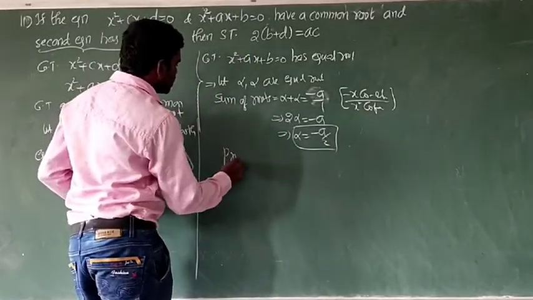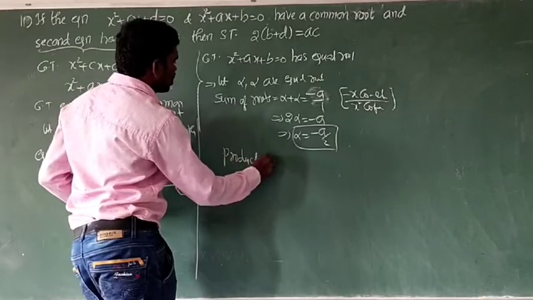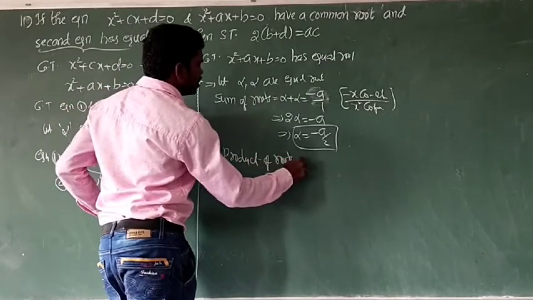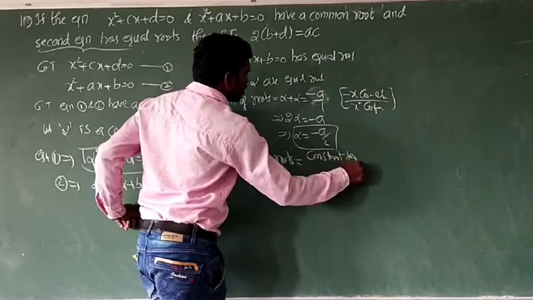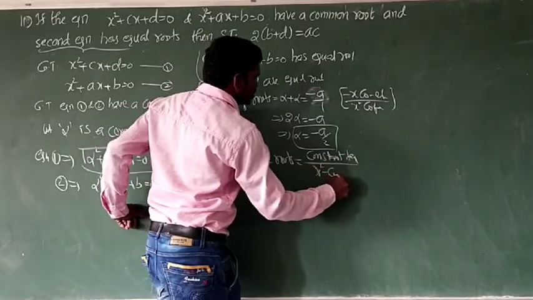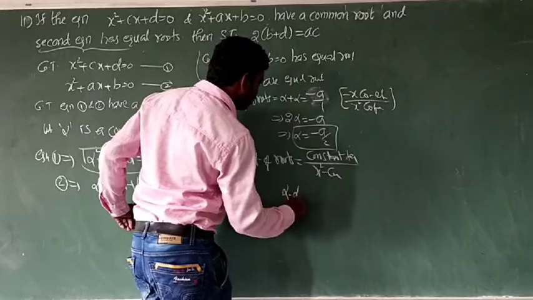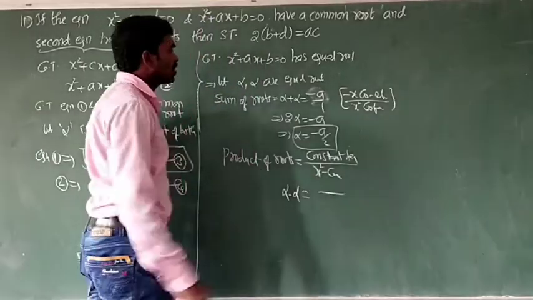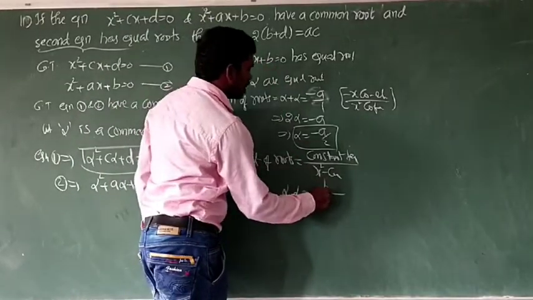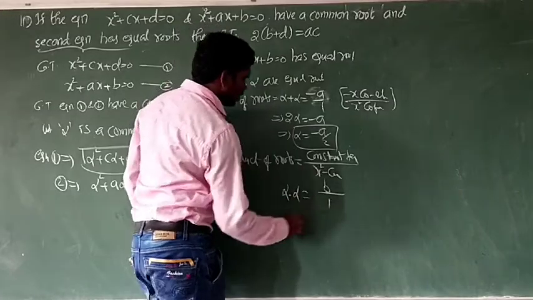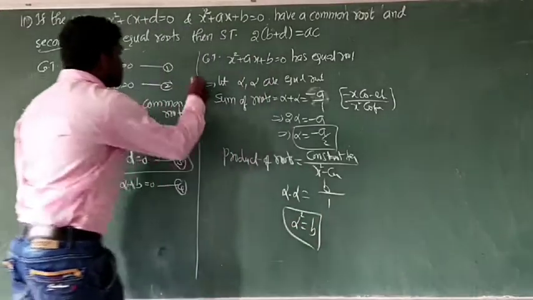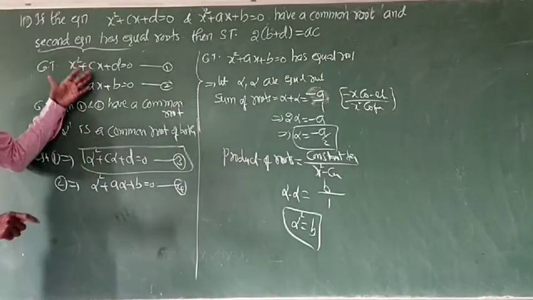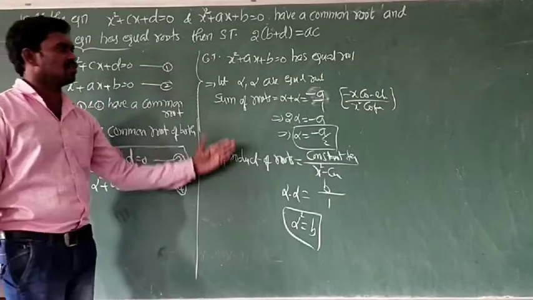Product of roots condition: the constant term by x square coefficient. That means alpha into alpha is equal to the constant term here, b, by x square coefficient 1. So alpha square equal to b. See, first write down these steps, then write down the next steps.